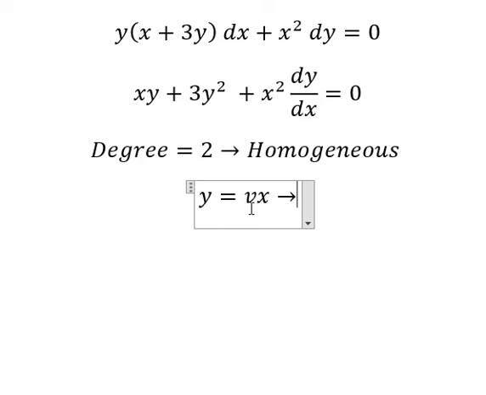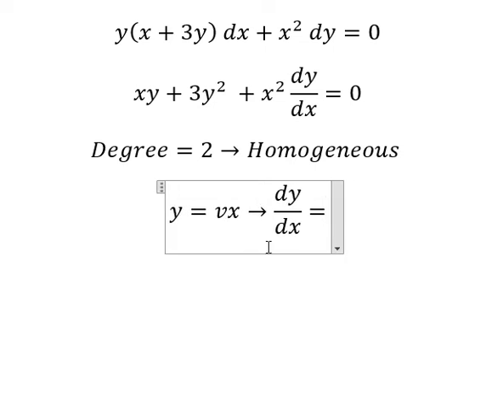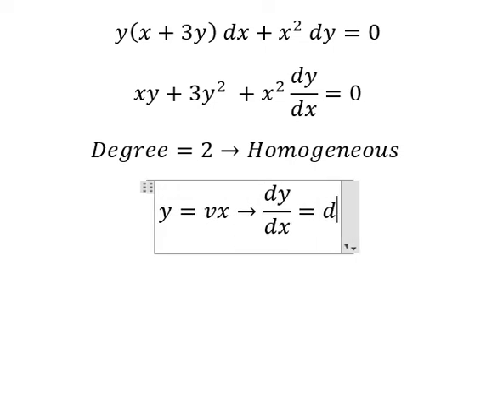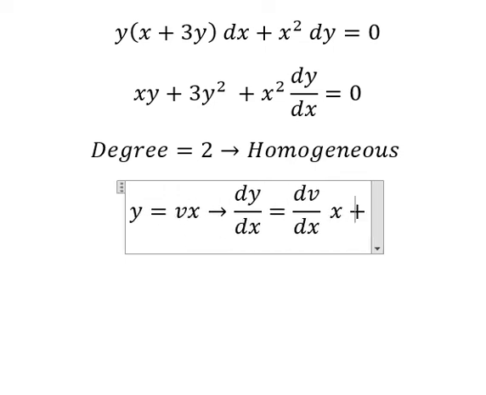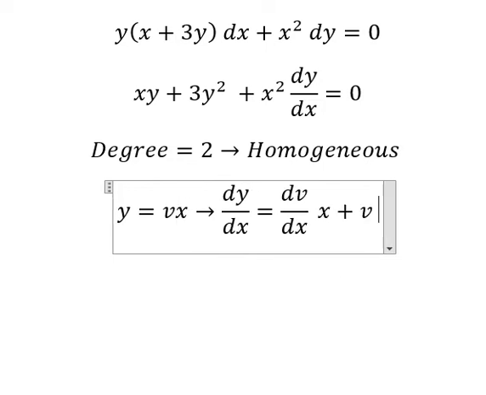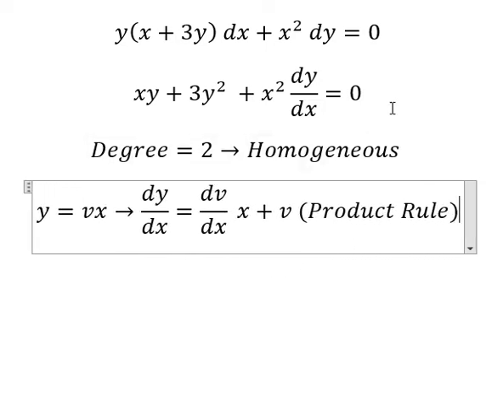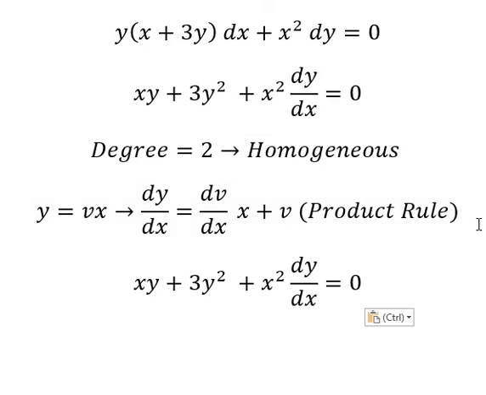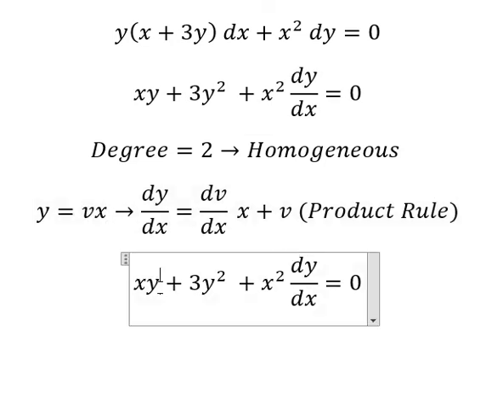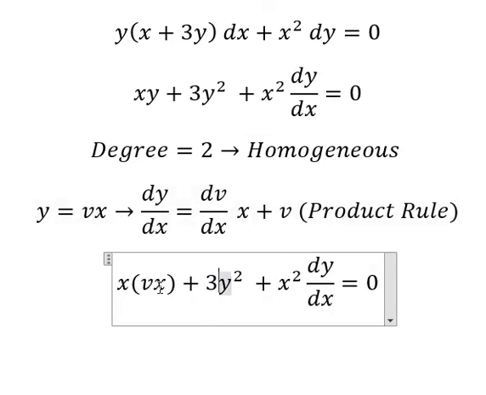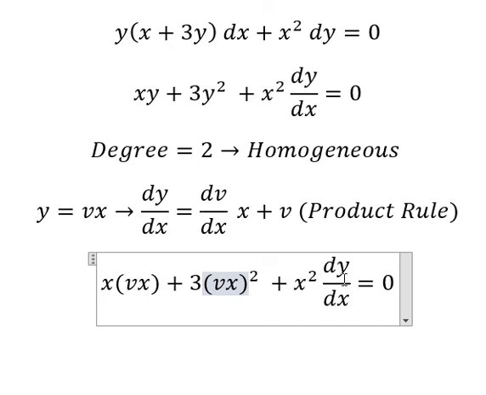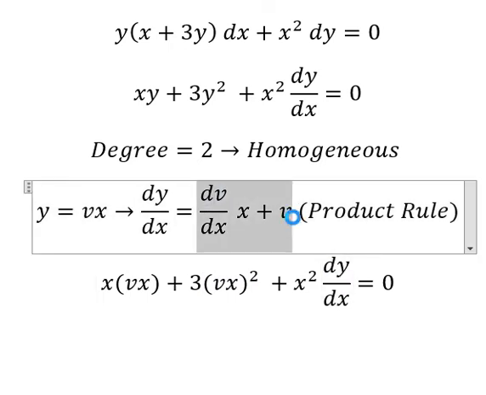Next, we need to do first the derivative for both sides, and we have dy over dx. This one we have dv over dx multiplied by s. This one we have number 1, so we have v, and that is about the product rule of the derivative. So this one I will put in here. This one I need to change by this one.